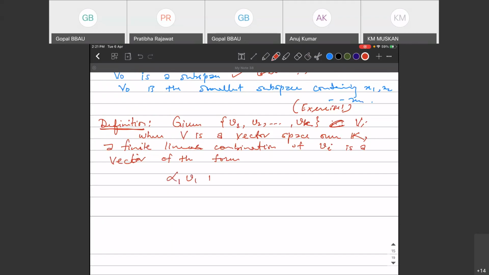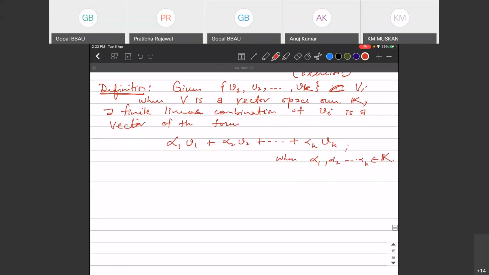alpha 1 v1 plus alpha 2 v2 plus alpha k vk, where these alpha i's, that is alpha 1, alpha 2, alpha k, are scalars. These are points from the field K.